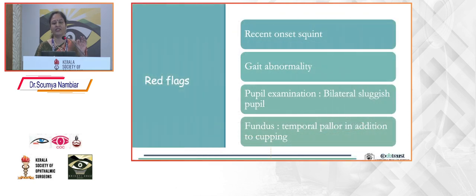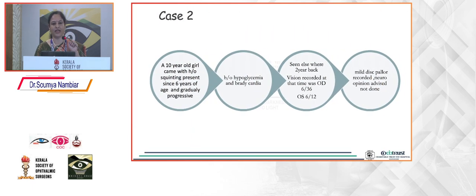So the red flags here were a recent onset squint. There was a gait abnormality if you have taken a history properly. A pupil examination showed bilateral sluggish pupils, and fundus showed a temporal pallor in spite of having the cupping. Look at that carefully, okay?